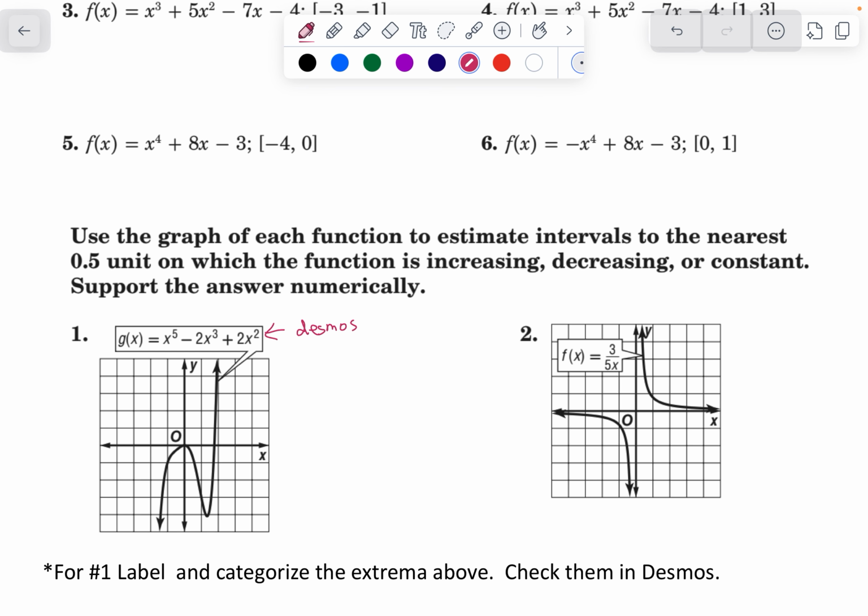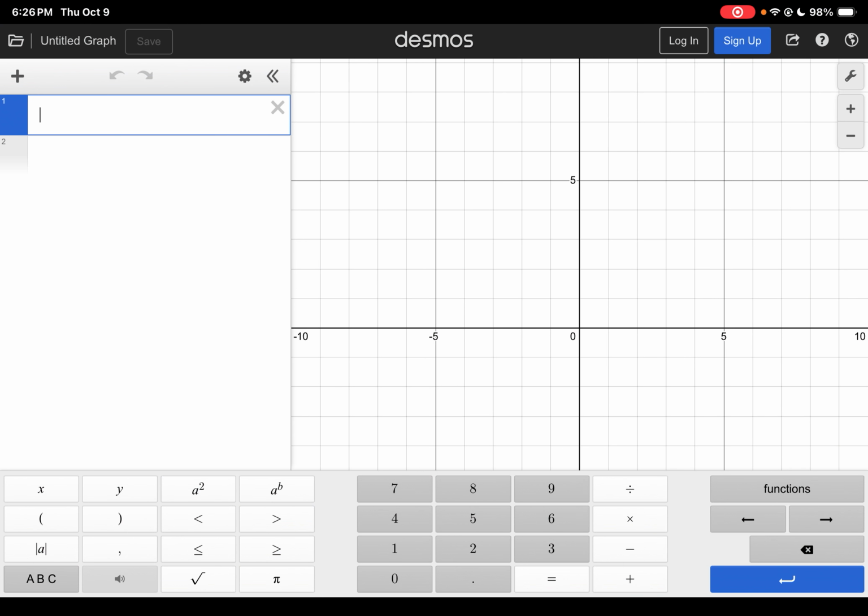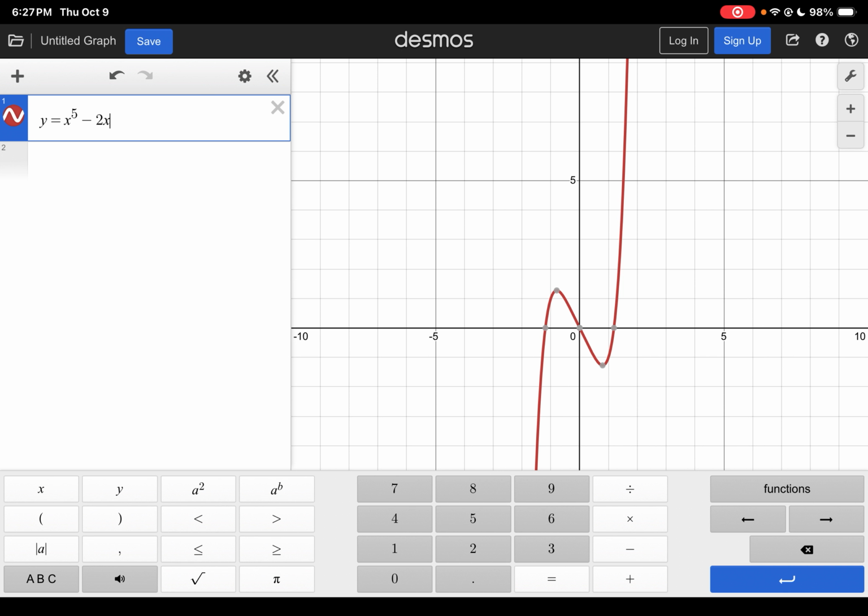Okay, so if we pull up Desmos, I'm just going to say y equals instead of g of x. I just don't have access right now to a good keyboard, so I'm going to keep it y equals notation instead of g of x. But if you're typing this on a computer, you can just do that.